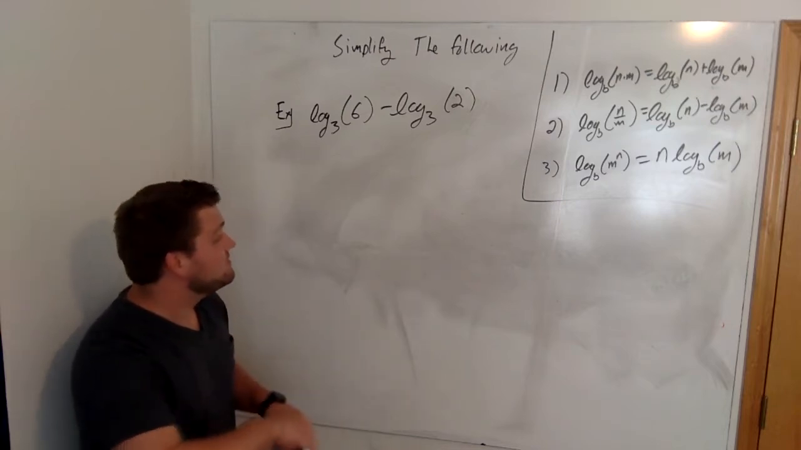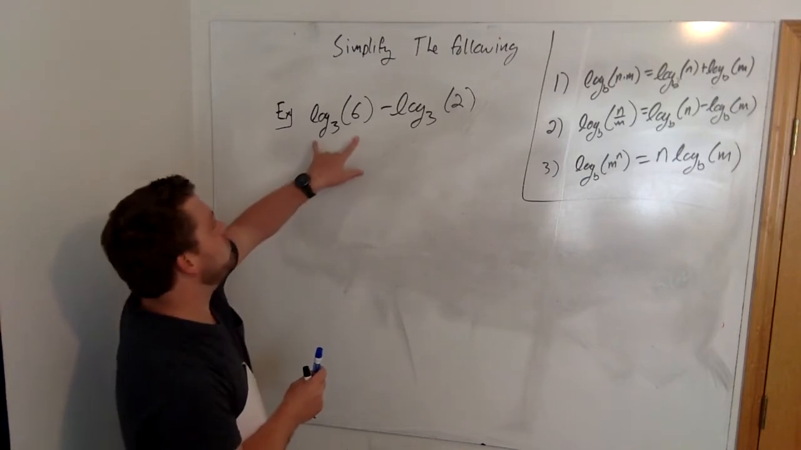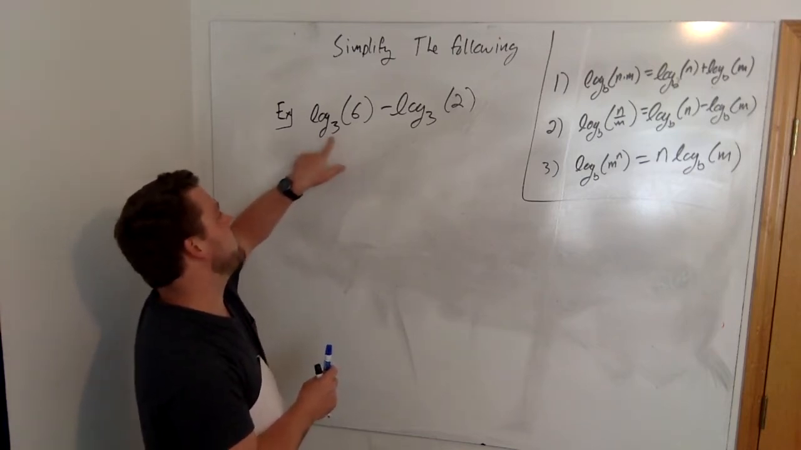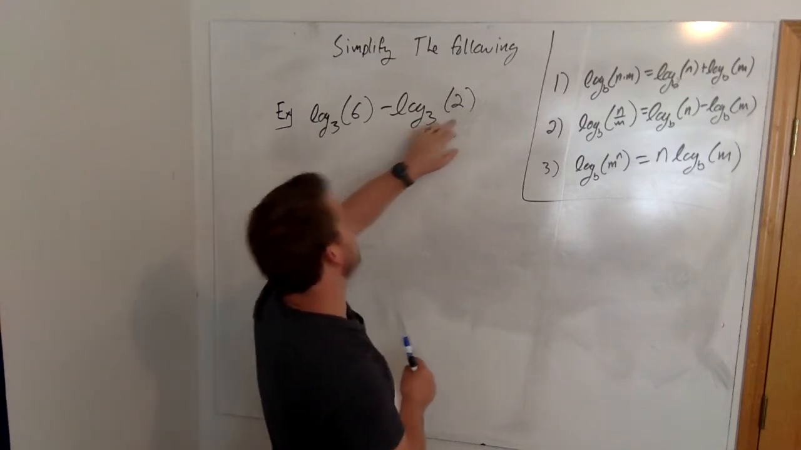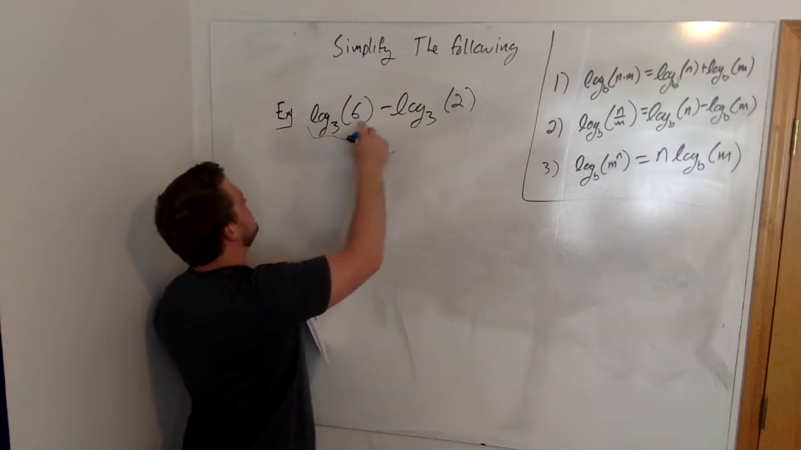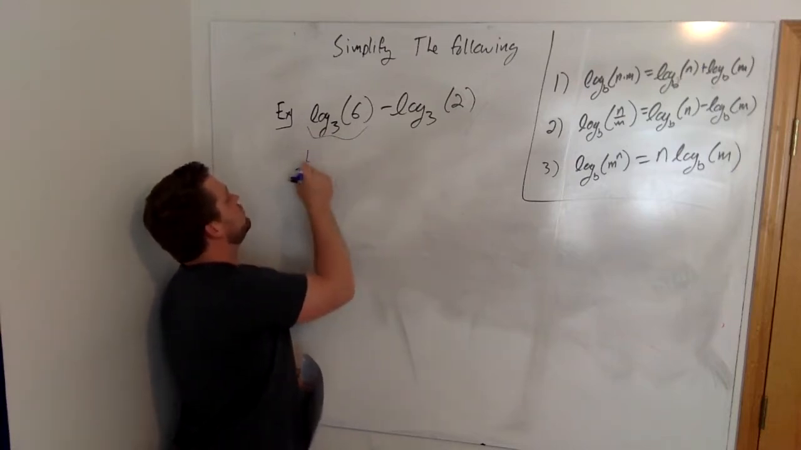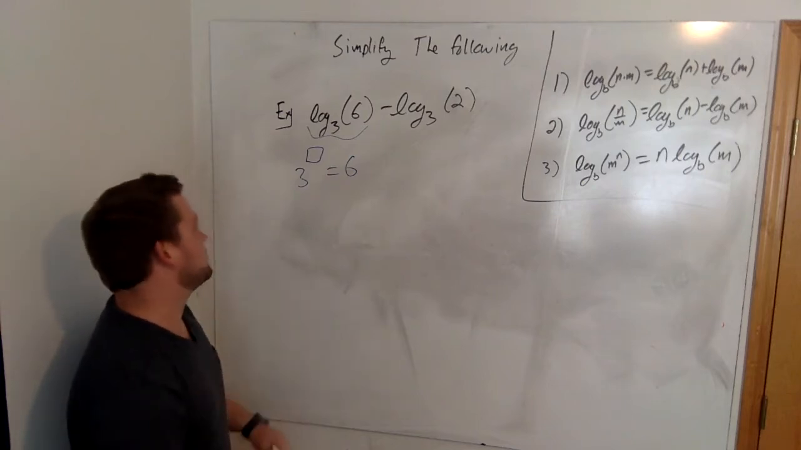Okay, let's do it. So what I'm noticing here is, first of all, it's going to be tough for us to evaluate log base 3 of 6. It's also going to be hard for us to evaluate log base 3 of 2. Well, what this is asking is, 3 to what power gives us 6?